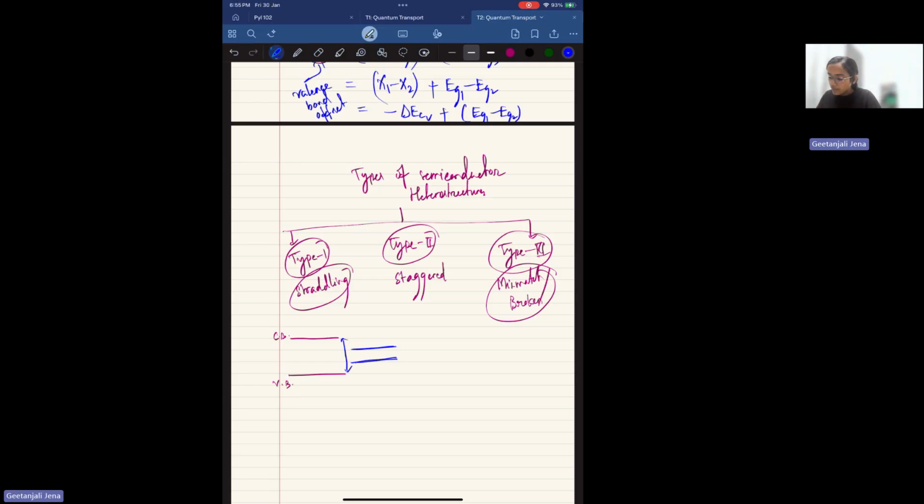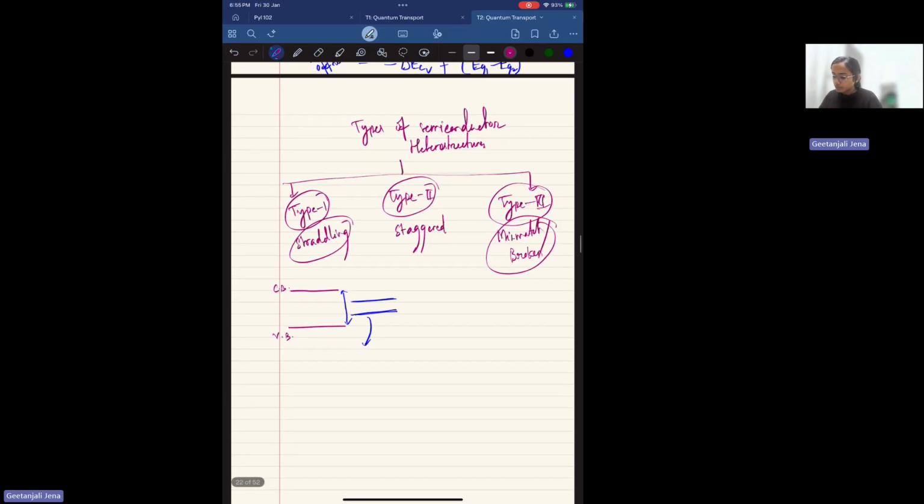For staggered, what will happen? One of these bands will move outside this region. So for that case, we say this is staggered. This is the conduction band. This one is the valence band. So one is here, the other is here. So we say this is a type 2 semiconductor heterostructure.